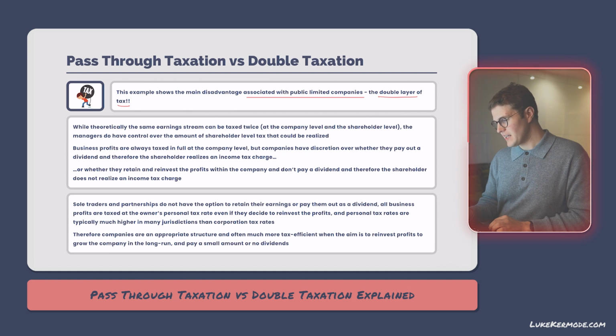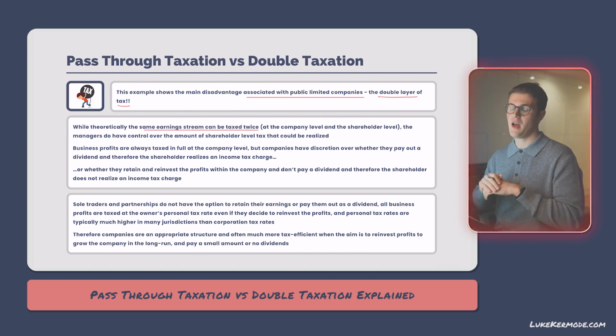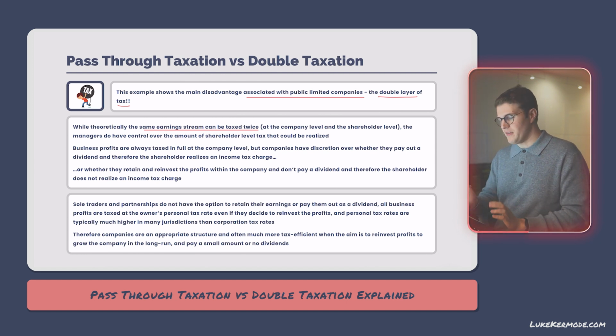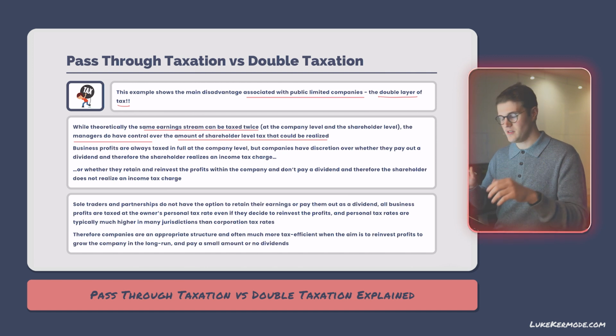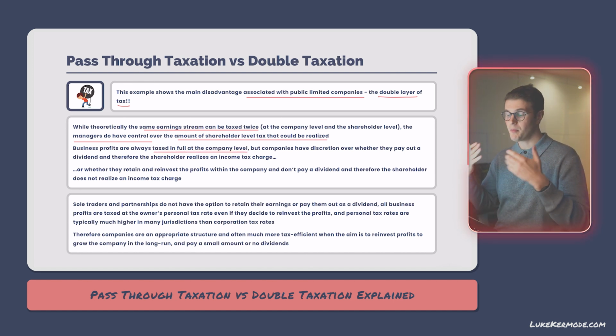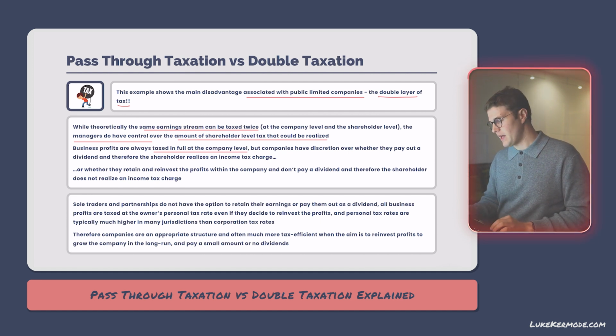However, while theoretically the same earning stream can be taxed twice for a public limited company, at the company level and the shareholder level, what is important to be aware of is that the management team do have control over the amount of shareholder level tax that can be realised. So managers have control over how much tax shareholders pay. So why is this? So the corporate company profits are always taxed in full at the company level. So if you're a public limited company, you always have to pay your corporate income tax. You can never get away from that.